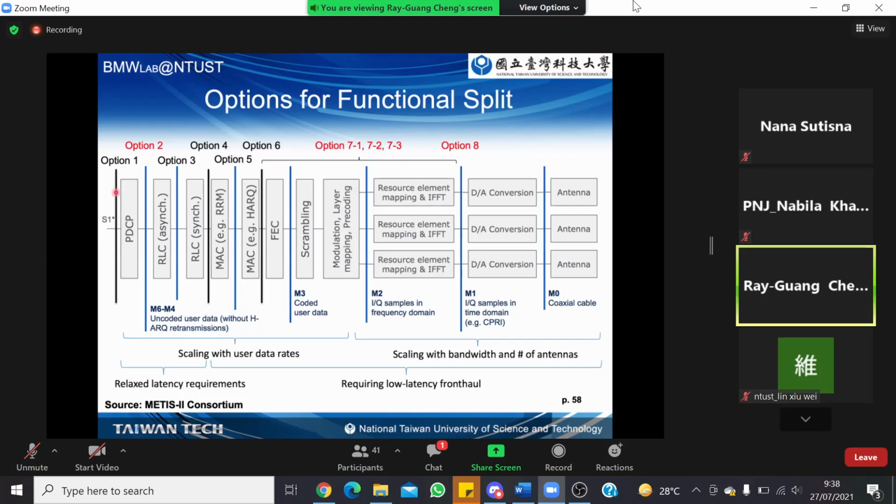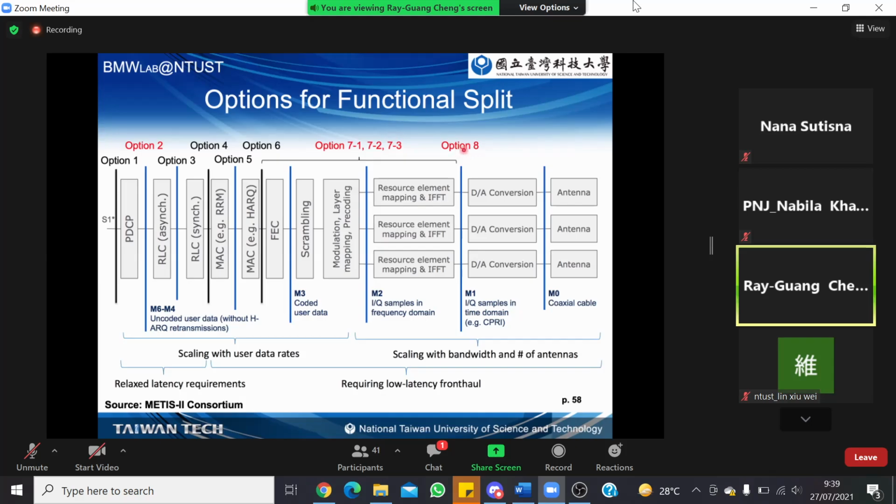Option 1 is about PDCP. Option 2 is between PDCP and RLC. Option 2 is now used for the F1 interface. We already have it defined in 3GPP. So this one has been chosen for the higher layer split.